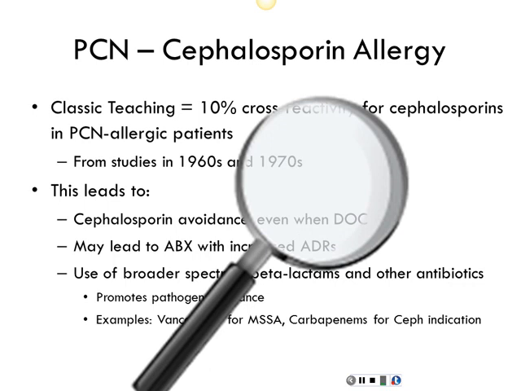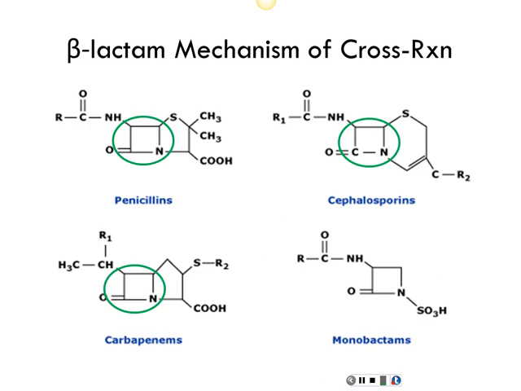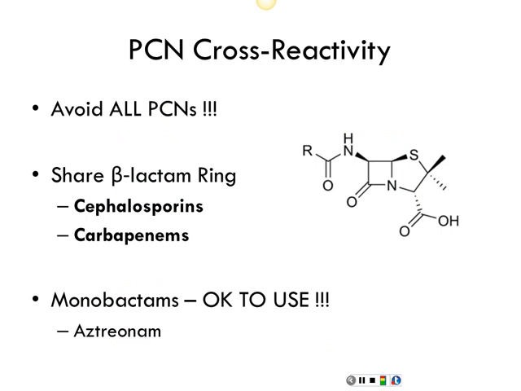Okay. So we've got these beta-lactam rings that are the primary concern. Well, I mean, if the reaction is to the beta-lactam ring, then we should have reactions to carbapenems and cephalosporins, right? So we say, well, avoid all penicillins then. Beta-lactams, probably going to have cross-reactivity too, so cephalosporins, carbapenems. But monobactams doesn't look quite the same, so it's okay to use those, right? Well, not quite the case. We're going to be able to use some of these beta-lactam ring containing products. So cephalosporins, carbapenems, we're going to be able to use those as we're going to see here.